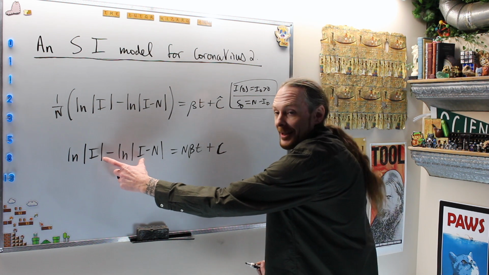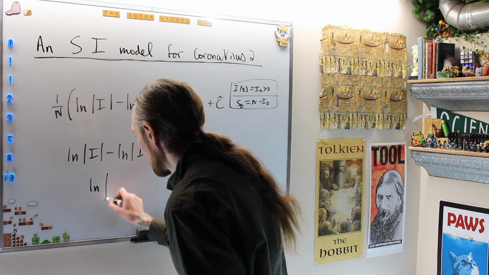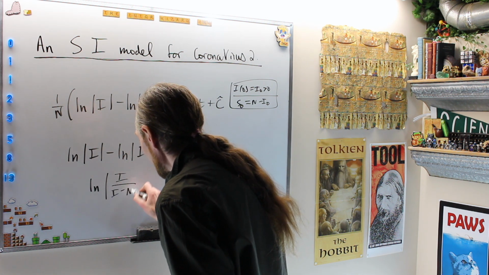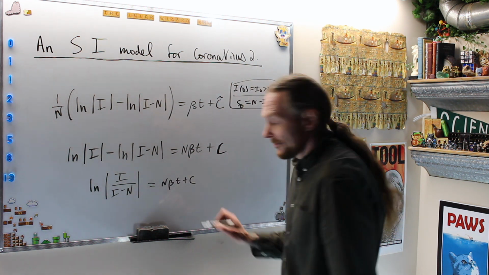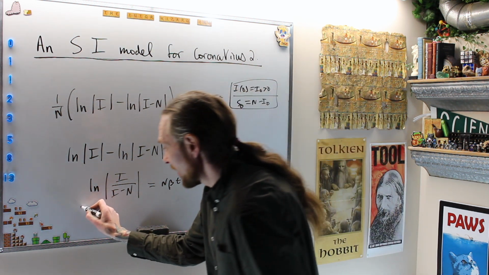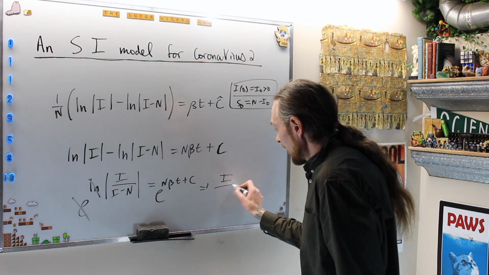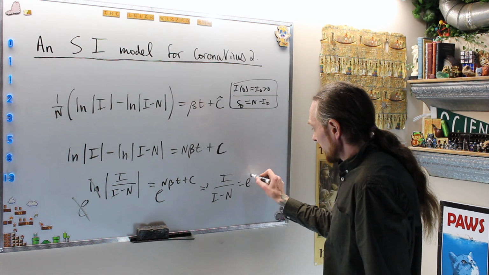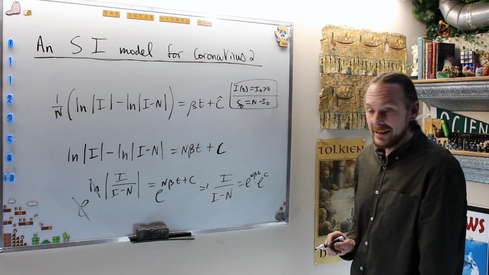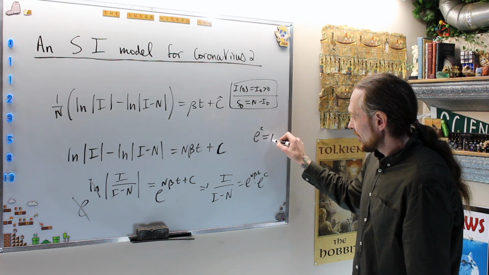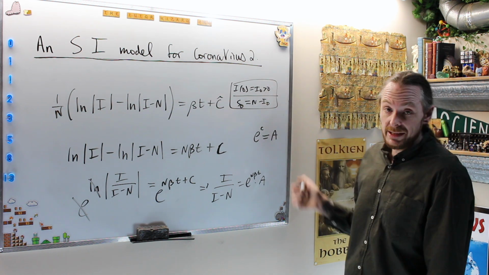Now what do I want to do? Cleverly, using log laws, subtraction on the outside becomes division on the inside of the logarithm. So I'm going to write this as the natural log of I over I minus n equals n beta t plus c. Now I can exponentiate both sides and get rid of the logarithm. And that will give me I over I minus n equals e to the n beta t times, using the exponent laws, e to the c. One more time, I'm just going to let e to the c equal a. So this simplifies, and I have to find out what that a is based on my initial conditions.